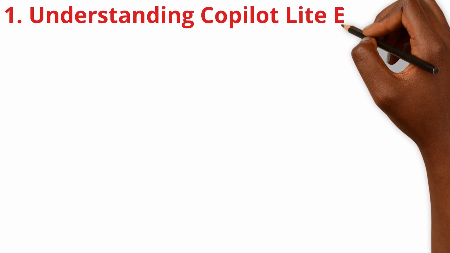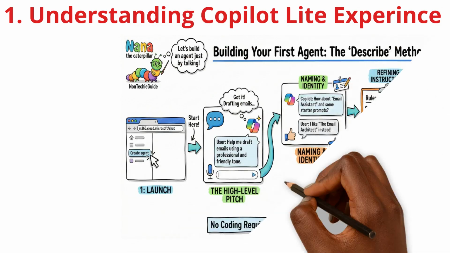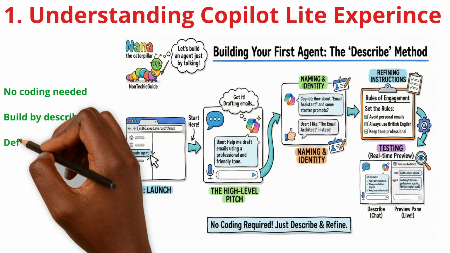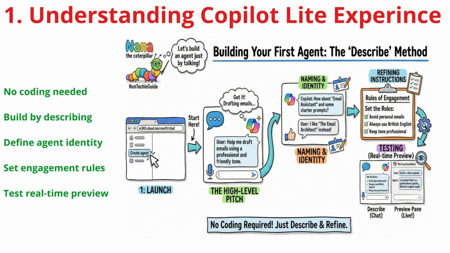Welcome back to the non-techie guide. Today, we're building your first AI agent using the revolutionary Describe method in Copilot Studio. Forget complicated coding. Now you can build an agent simply by talking to it. Step 1 is the launch. Just head to the Microsoft 365 chat address and select Create Agent from the menu. Next, give Copilot your high-level pitch. In the prompt area, just tell it what you want. For example, help me draft emails using a professional tone.